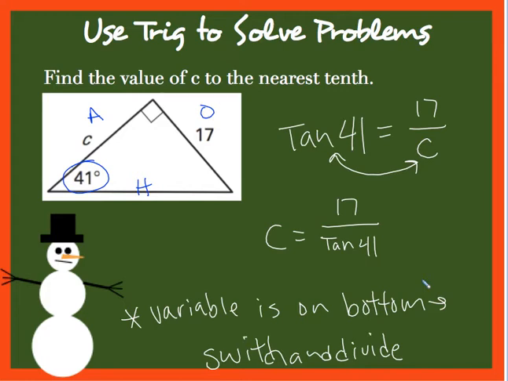So in your calculator, you type 17 divided by the tangent of 41, and you get 19.5562, blah, blah, blah. I would put 19.6.